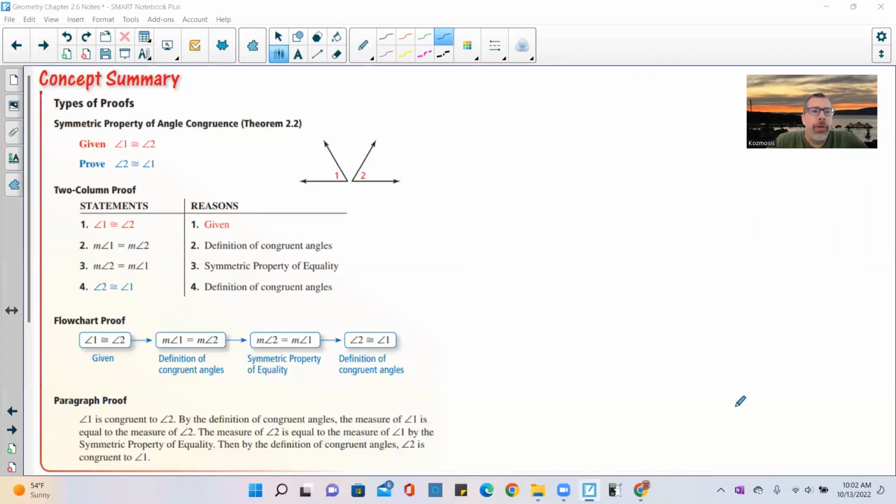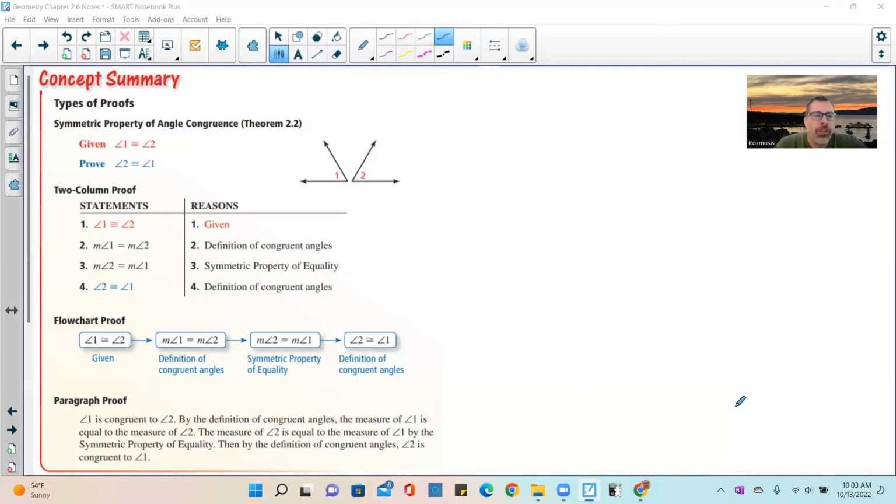Okay, concept summary now. Let's finish this up. Types of proofs, the symmetric property of angle congruence theorem 2.2. If you're given angle 1 is congruent to angle 2, we need to prove that angle 2 is congruent to angle 1. So the 2-column proof would be: angle 1 is congruent to angle 2, that was given. The measure of angle 1 equals the measure of angle 2, definition of congruent. The measure of angle 2 equals the measure of angle 1. You can switch it around. That's the symmetric property of equality. And then finally, since the 2 measures are equal, then they're congruent. So angle 2 is congruent to angle 1, and that's the definition of congruent angles.